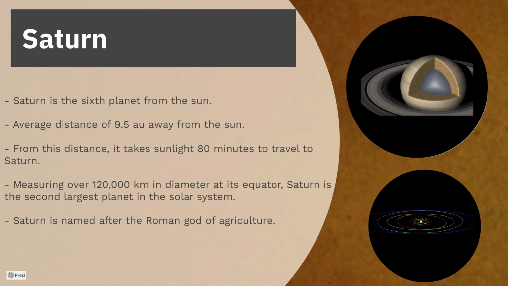Saturn. Saturn is the 6th planet from the Sun, with an average distance of 9.5 AU. From this distance, it takes sunlight 80 minutes to travel to the planet. Measuring over 120,000 kilometers in diameter and 109,000 kilometers pole to pole, Saturn is the 2nd largest planet in the solar system. Named after the Roman god of agriculture, Saturn is the furthest planet from Earth visible to the naked eye.